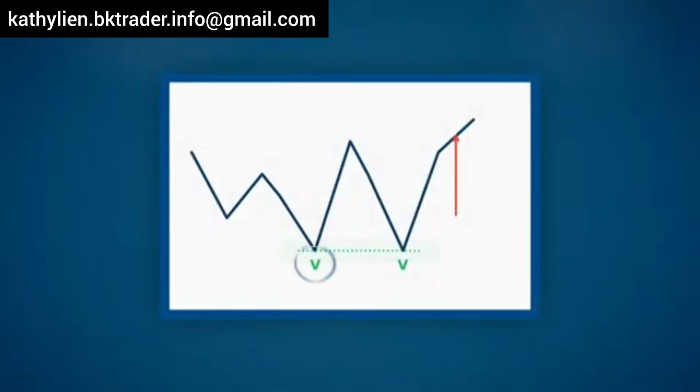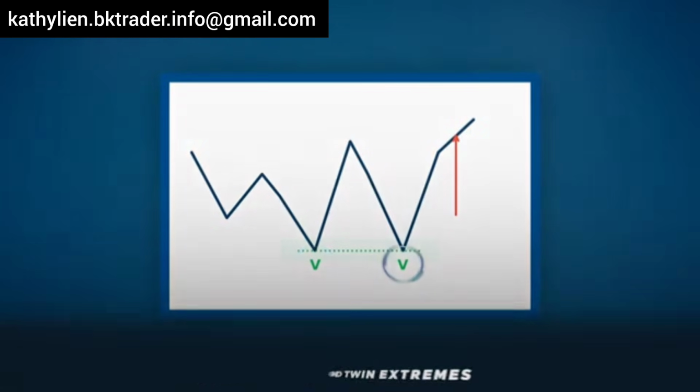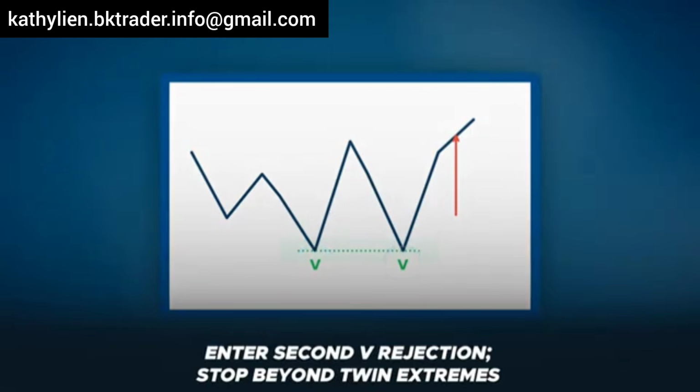The first V establishes the zone. The second V confirms it. Your entry comes on the second V rejection. Your stop goes below the V-twin lows for a bullish setup or above the V-twin highs for a bearish one.